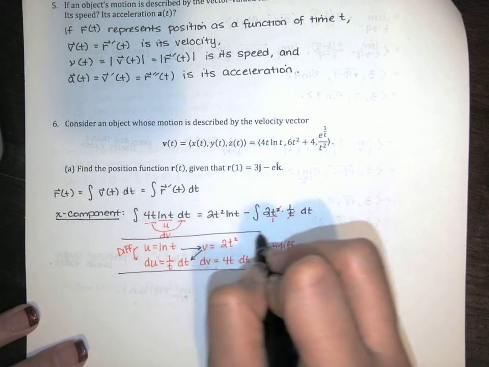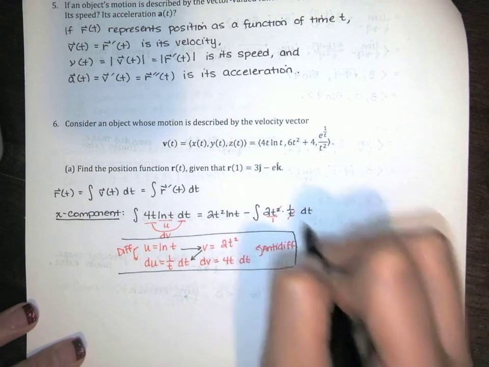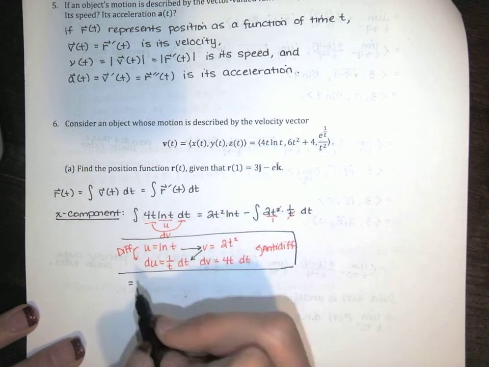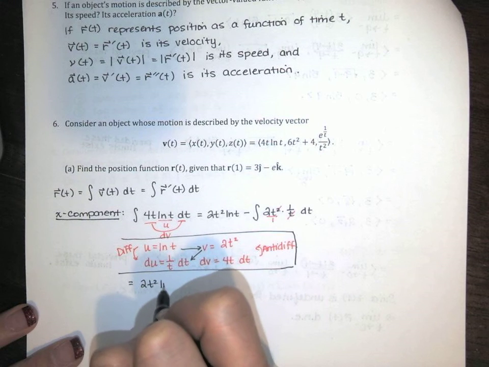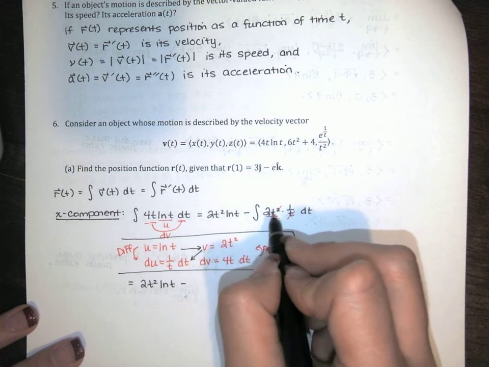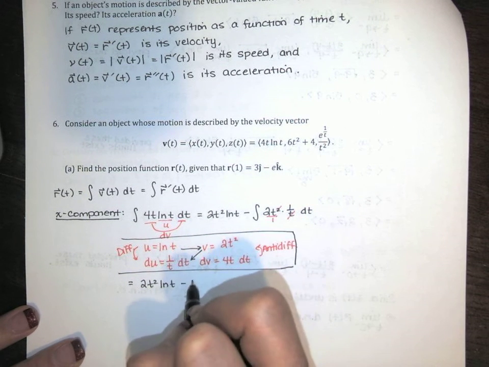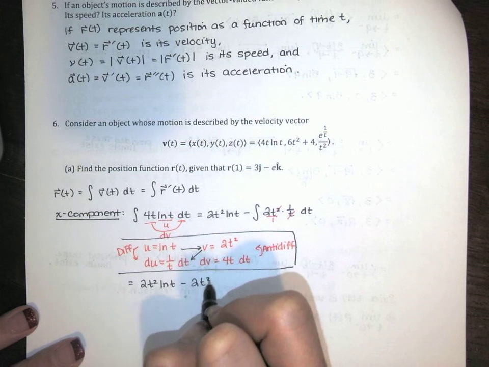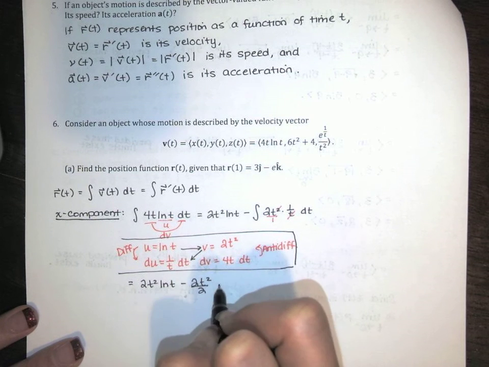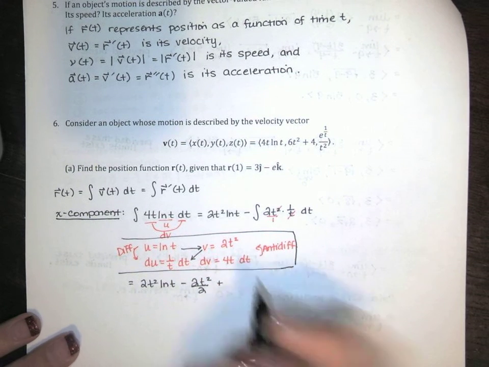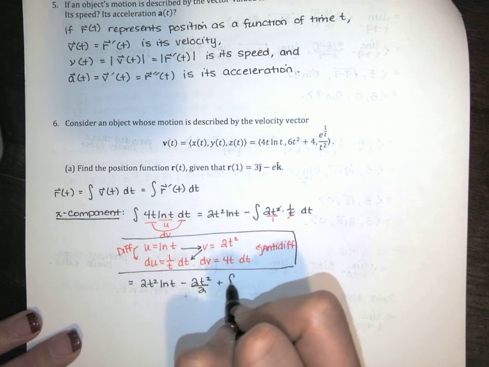I'm just thinking of this as scratch work. It's another line of reasoning. I'm still over here at the top. That is 2t squared, natural log of t, minus the integral of 2t. That's all that's left. The integral of 2t, I bring down my 2, add 1 to the exponent, divide by the new exponent, add a constant of integration. Since it's the x component, I'm going to call it c1.